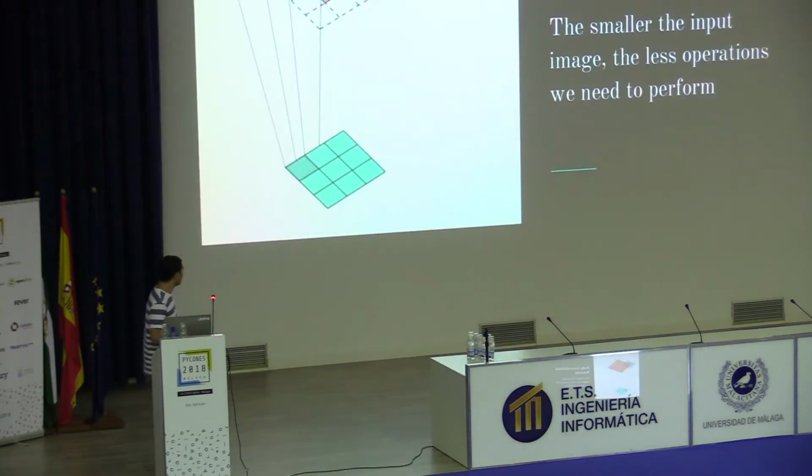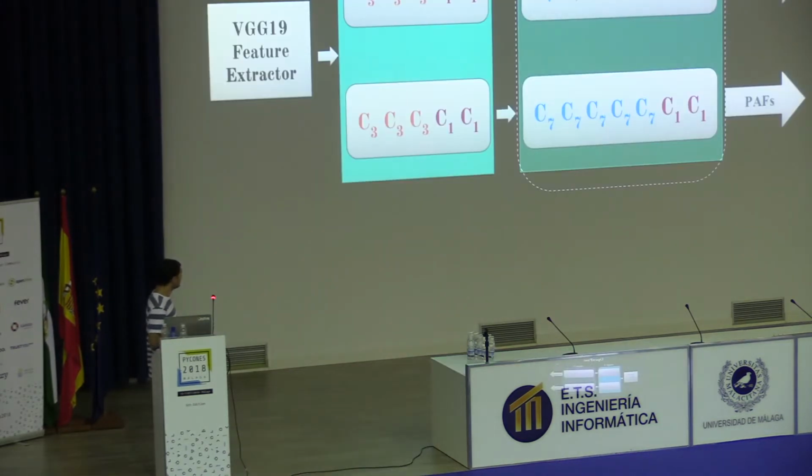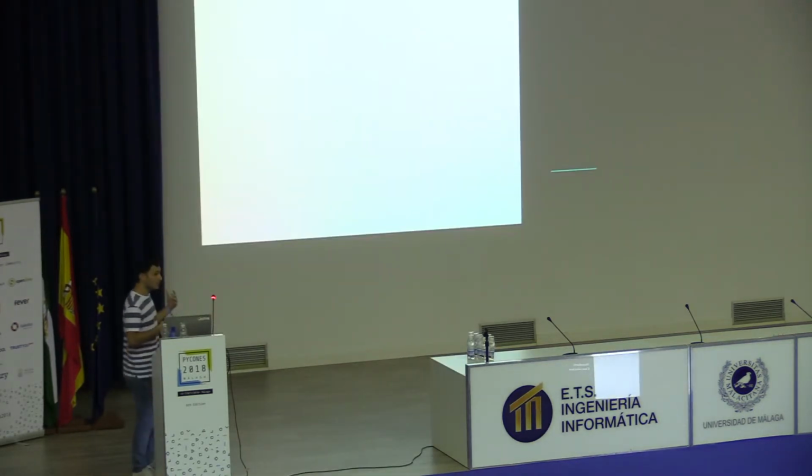And if we have a smaller input image, the kernel has to slide fewer times, and we reduce the operations if we choose a smaller input image. We can also reduce the operations if we just stack 2 stages instead of, say, 7. And finally, this is the trickiest way to reduce the operations.